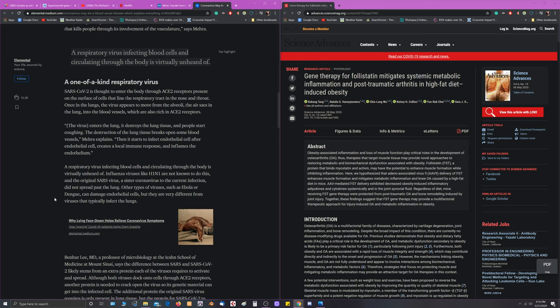The virus enters the lungs. It destroys the lung tissue, and people start coughing. The destruction of lung tissue breaks open some blood vessels, Mehra explains, then it starts to infect the endothelial cell after endothelial cell, creates a local immune response, and inflames the endothelium. A respiratory virus infecting blood cells and circulating through the body is virtually unheard of. Influenza viruses like H1N1 are not known to do this, and the original SARS virus, a sister coronavirus to the current infection, did not spread past the lung.